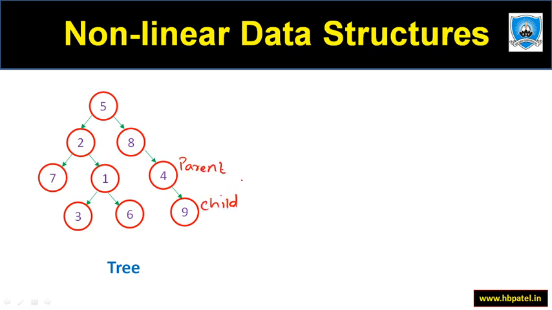Alright, so you need to remember a few terminologies like root. Root is the very first node of the tree. It's an entry point. And then leaf. Leaves are the nodes on the last level, and the parent and child. So these are a few words that you need to remember.